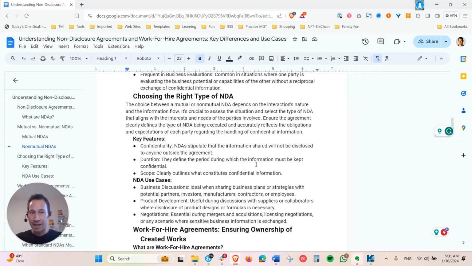So in cases where you're working with maybe a potential partner where they're also sharing information with you, is more of where there would be a mutual non-disclosure, where whatever each party discloses to each other would be protected and covered under that.